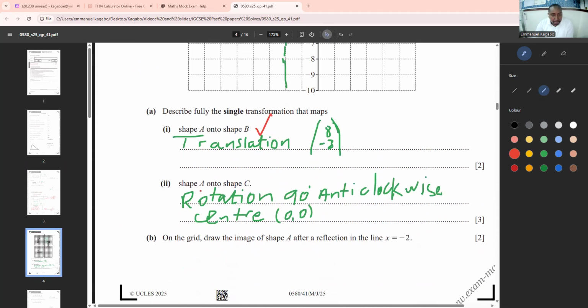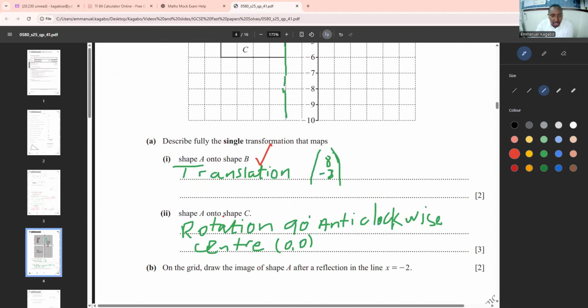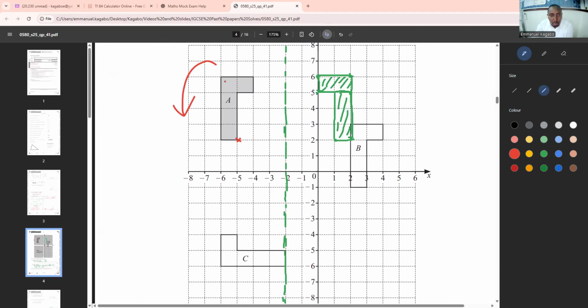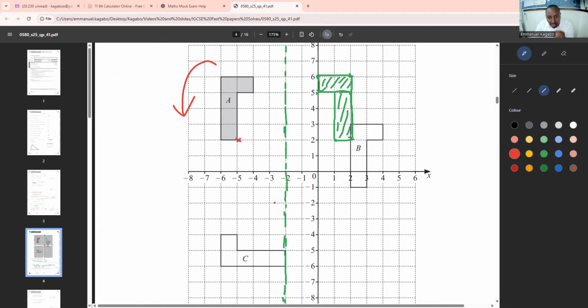Okay, then they say describe a single transformation that maps shape A into shape C. When you see this shape, it was rotated. The way you can see that it was rotated is that it's kind of upside down. It moved this way. You see that? So that's why I'm saying rotation 90 degrees anti-clockwise. It moved this way. What's the center? Now, you have to use your tracing paper.